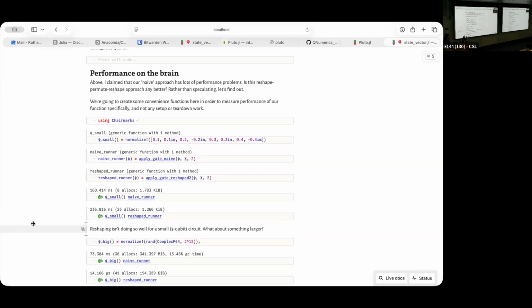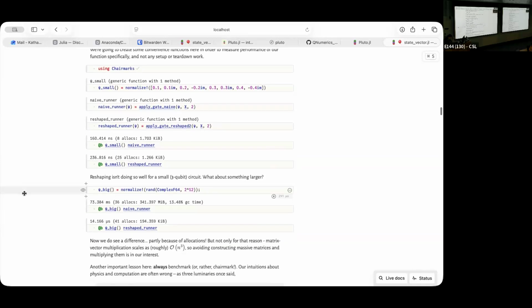So earlier I claimed that the reshaping approach is better than the naive one. In what circumstances is that true? There's this nice package called Chairmarks that's like benchmarks, but it's smaller. So we can use the Chairmarks package to quickly see how using the different functions affects the performance.